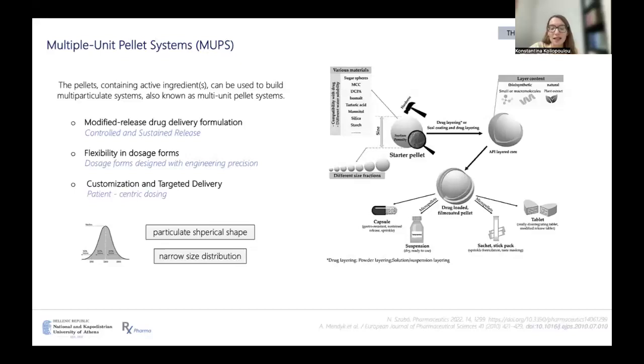Pellets containing active ingredients can be used to build multi-particulate systems, also known as multi-unit pellet systems, which are increasingly common in pharmaceuticals. These multi-unit systems allow for precisely engineered modified release formulations and facilitate patient-centered dosing. Their uniform size and shape enhance handling and packaging, minimizing variability. Overall, the use of pellets in drug delivery significantly improves both efficacy and patient compliance.